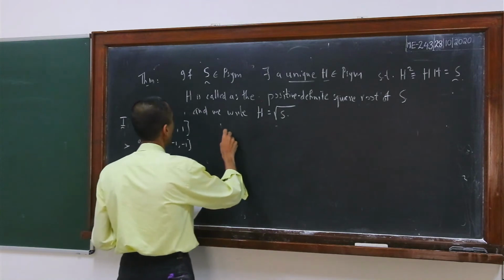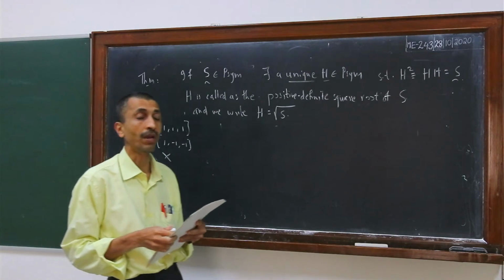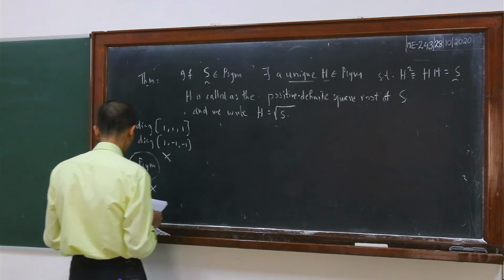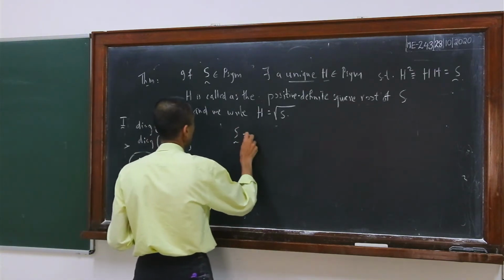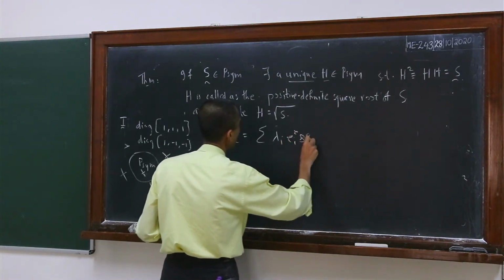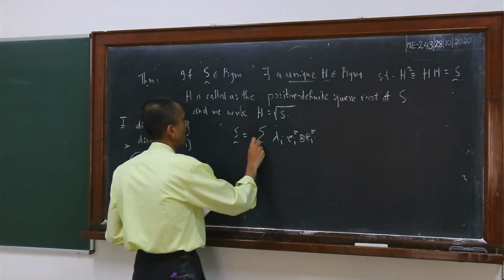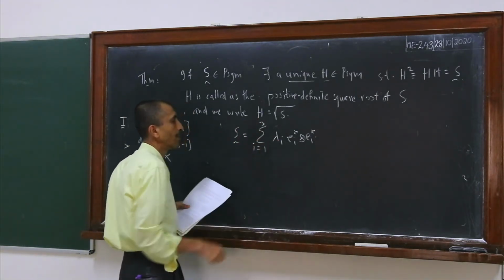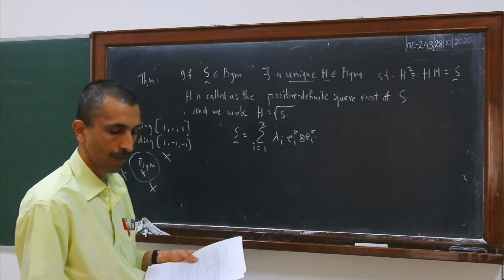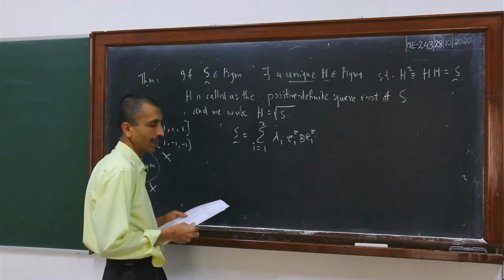Again, as I have already indicated, the spectral decomposition plays a very critical role in all the proofs that we are going to do. So we have that S is equal to the summation of lambda i e_i star divided e_i star, and these lambda i's are positive, because we have already shown in the previous theorem that a positive definite tensor has positive eigenvalues. So each of these lambda i's is strictly greater than 0, correct?